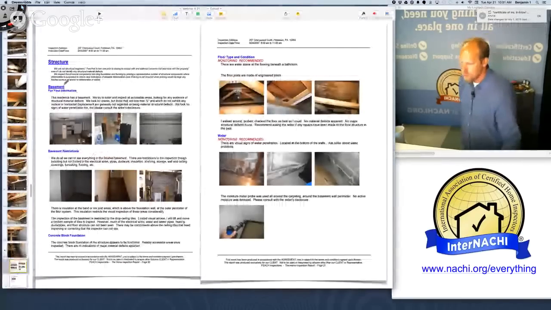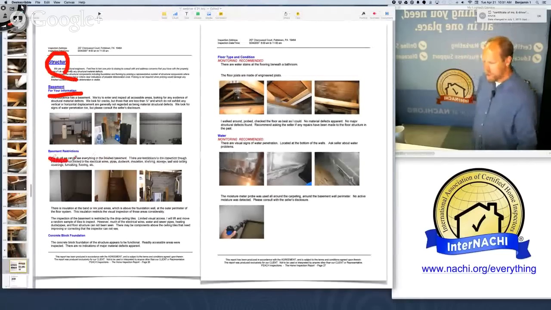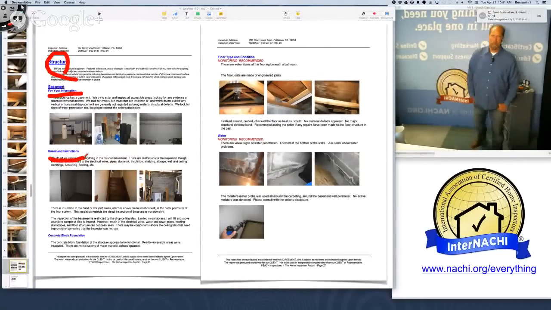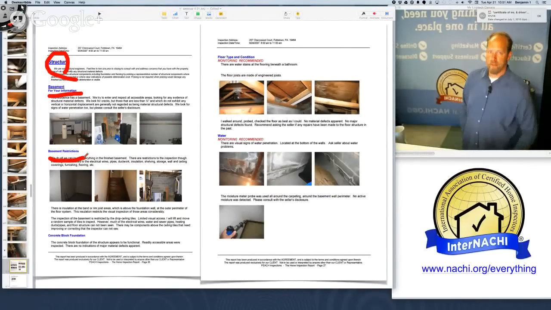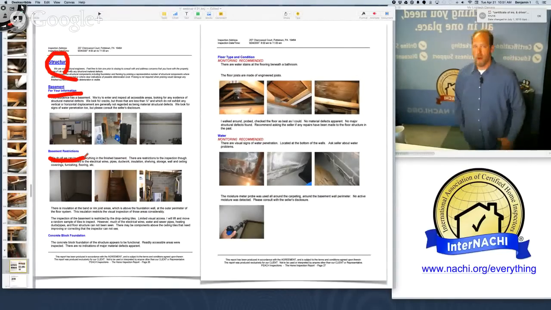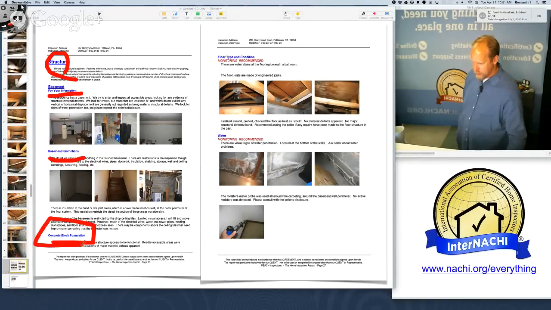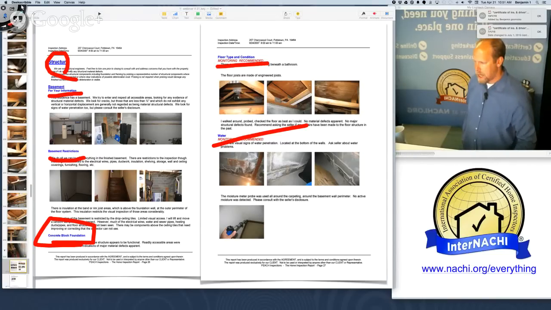And the report components, there's the structure, there's the basement, general foundation information, basement restrictions. I always mention a restriction if I can, either with a picture or with words in every system, because I can't see everything. And a lot of people think home inspectors are required to report everything that we see or see everything, even if we can't. So I always put restrictions in there. And then I describe the foundation wall, floor type and condition, any signs of water coming into the home, and how I observe that water.